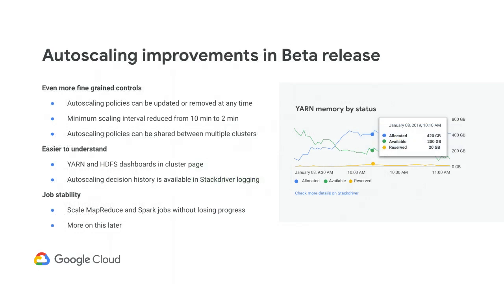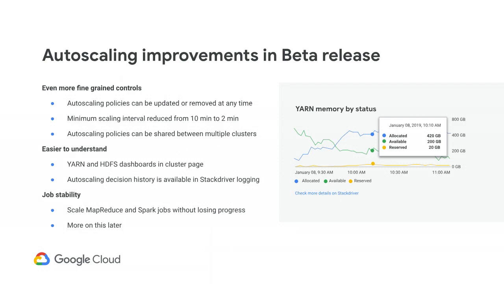So last year we launched autoscaling to alpha. This year we're launching it to beta, and there have been a whole slew of improvements, and I'll go through a few here. So first, we've enhanced the fine-grained controls that you have over autoscaling. For example, now you can update autoscaling policies at any time, and you can also stop autoscaling on clusters. This is especially important for long-running clusters, where you might need to tune the autoscaler over time.